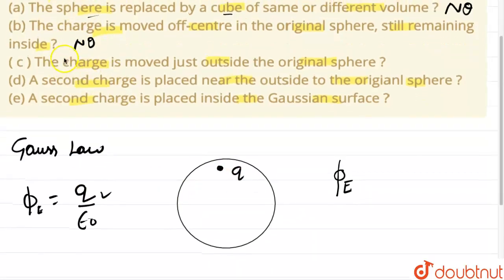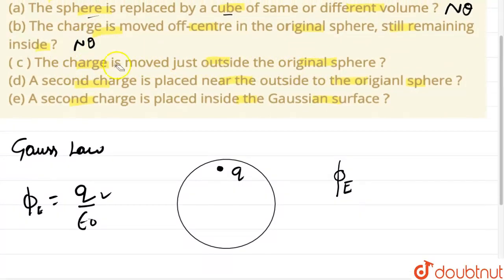Now in the third case, the charge is moved just outside the original sphere. So we have moved this charge from the Gaussian surface and placed it outside the Gaussian surface, somewhere here. So in this case, the charge enclosed by the Gaussian surface is 0 because there is no charge inside the Gaussian surface. So our flux phi E would be 0. So in this case, the flux is changed. So our answer would be yes, the flux is changed.